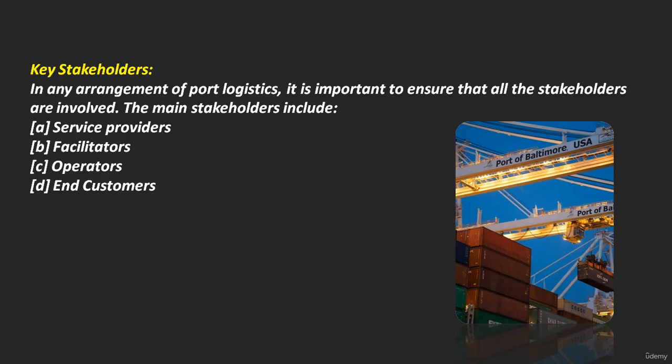Next, we discuss the key stakeholders. In any arrangement of port logistics, it is important to ensure that all the stakeholders are involved. The main stakeholders include, number one, service providers, next, facilitators, third, operators, and fourth, end customers. The reason for this involvement includes the need for buy-in and ownership of the port development process. It is also recognized that one stakeholder acting alone cannot lead to changes and improvements across all departments of the port. Therefore, a collective effort is needed to achieve this.